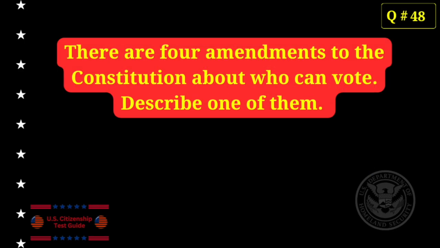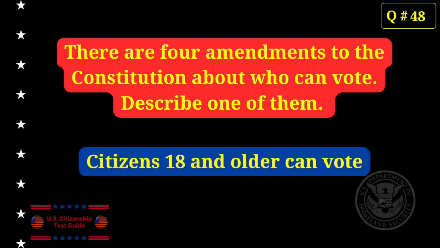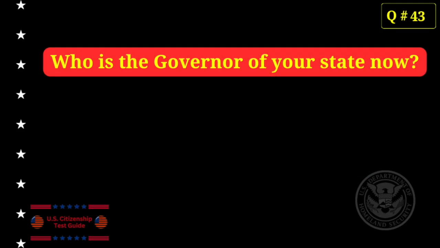There are 4 amendments to the Constitution about who can vote. Describe one of them. Citizens 18 and older can vote. Who is the governor of your state now?